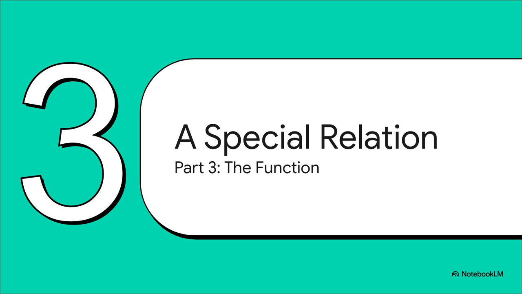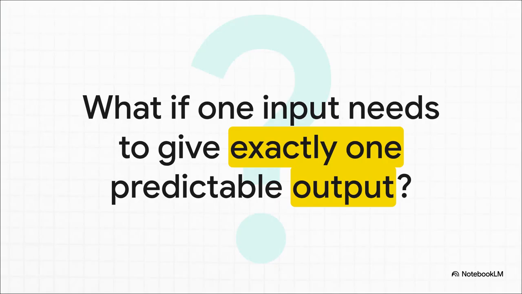They can describe almost any kind of connection. But what happens when almost isn't good enough? What happens when we need our connections to be totally reliable, totally predictable, every single time? Well, that brings us to a very special, much more disciplined kind of relation. And that is the million-dollar question.